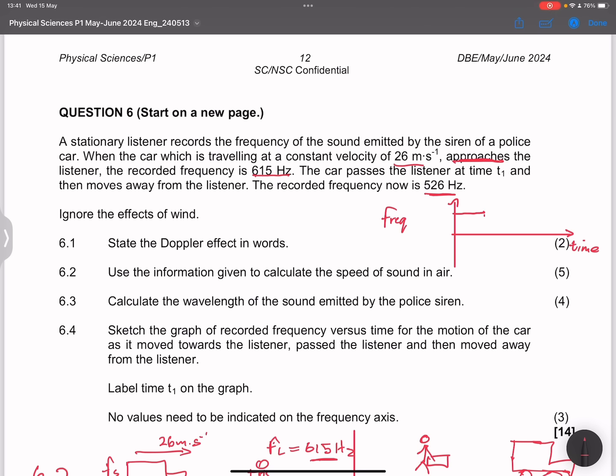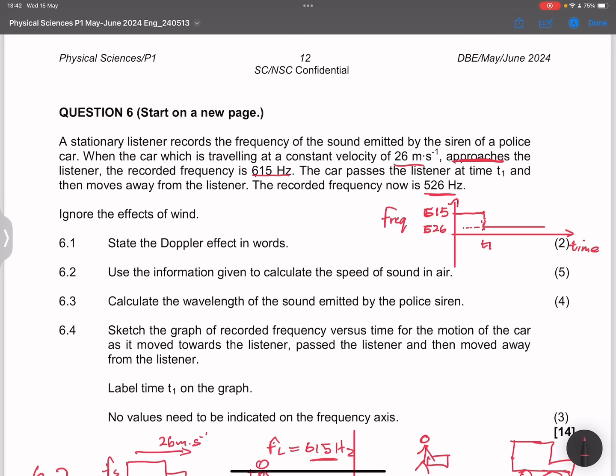And what happens at time t1, our frequency becomes lower. Our frequency changes to 526. So it became 615, and now it became 526 over there. And there is our T1. This is when it changed in this case. So that's T1 on the graph.